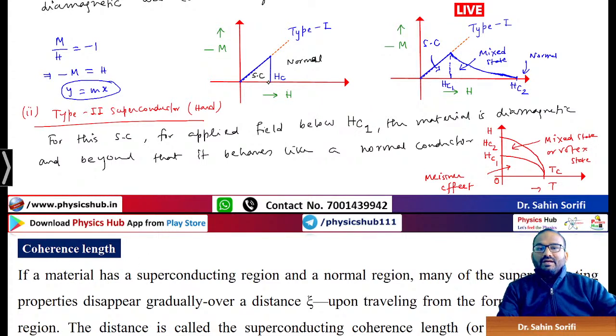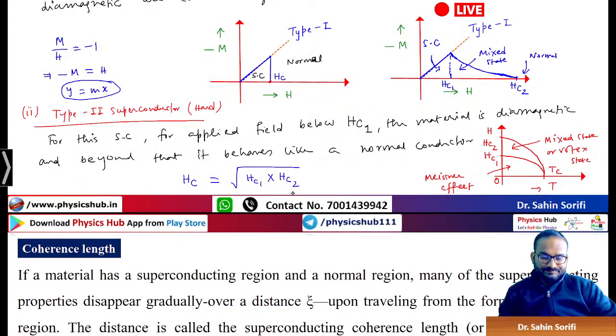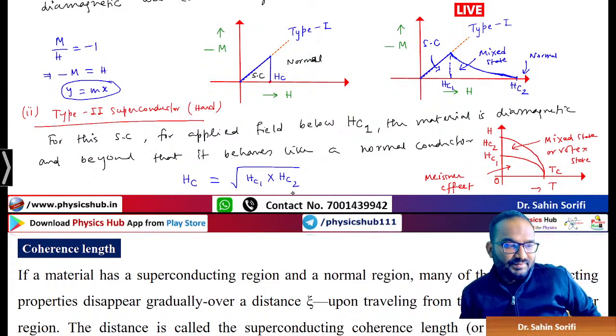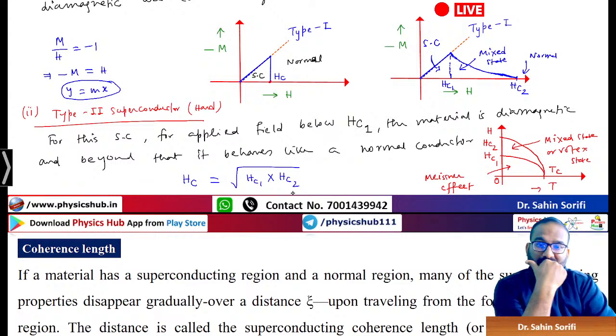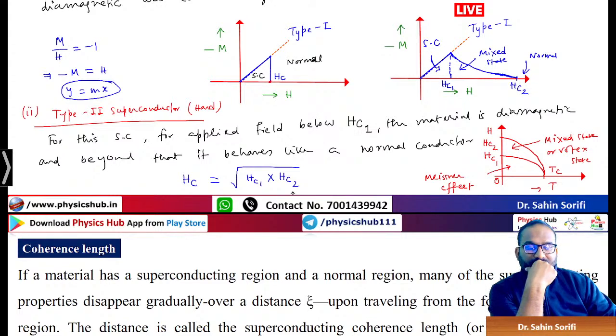Now if you compare and find the relation between Hc and Hc1, Hc2, you find that Hc is equal to the square root of Hc1 into Hc2. Is there any question till now?